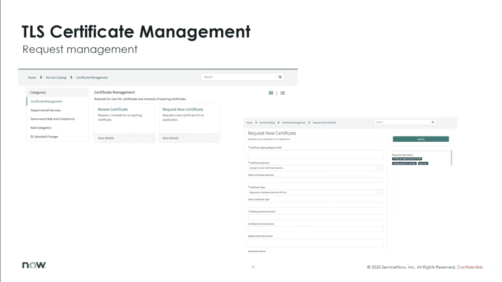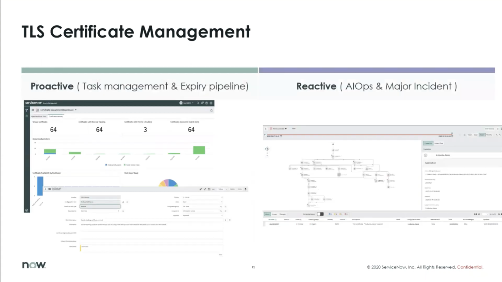Secondly, from a request management perspective, the Store app provides an out-of-the-box request workflow for new or renewed certificates. Third, the new capability provides both proactive and reactive measures, in the form of task management to handle upcoming expirations, and automated incident creation that captures expired certificates for reactive actions.